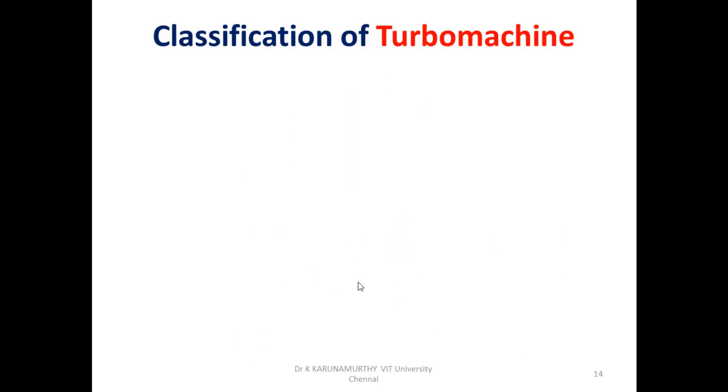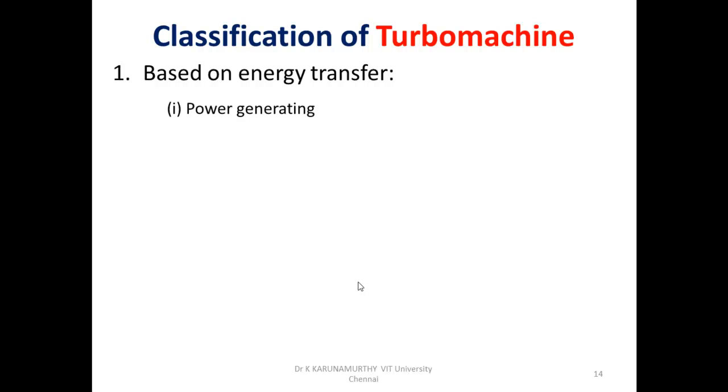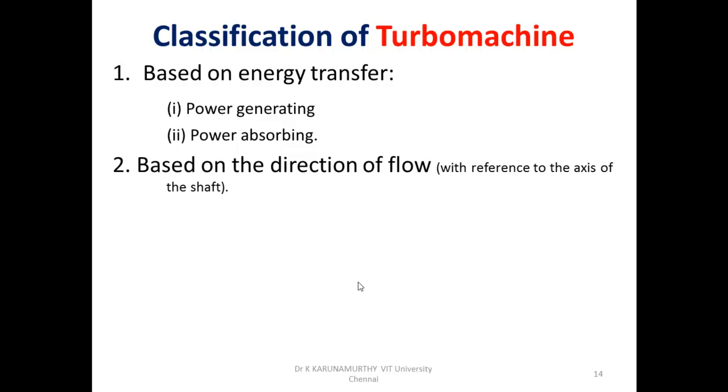Coming to the classification of turbo machines, we can classify them in different ways. Initially, when we started this lecture, we classified them as power generating turbo machines and power absorbing turbo machines, which is one classification, based upon the energy transfer. There are different ways by which we can also classify turbo machines. Based on the direction of flow, turbo machines can be classified like this. Generally, the direction of flow is compared with reference to the axis of the shaft.